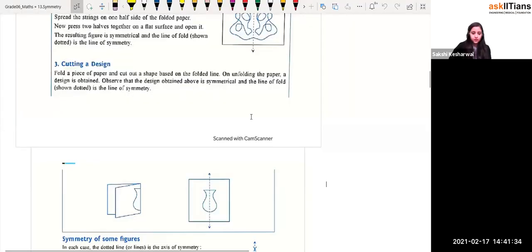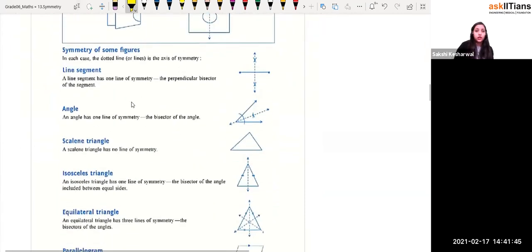Just see this. Okay, where were we? Right. So you can just do the cutting of the paper, the cutting of the design. And this one I have just showed you, right? So let's learn all these things.